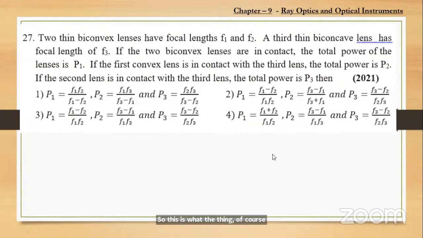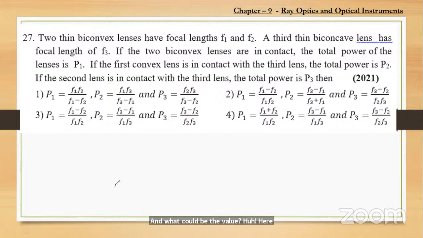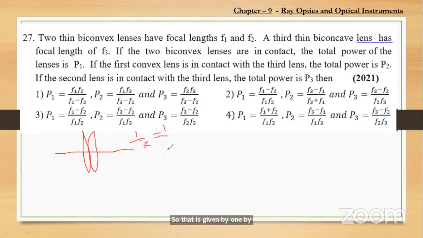Another question is there. Yes. This is a question which was asked in 2021 also. And what could be the value? Here the combination of lens concept is there. I think I did not explain that one in the synopsis. If one lens is there and another lens you keep near it, what will be the focal length that you are going to observe? That is given by 1 by f is equal to 1 by f1 plus 1 by f2.